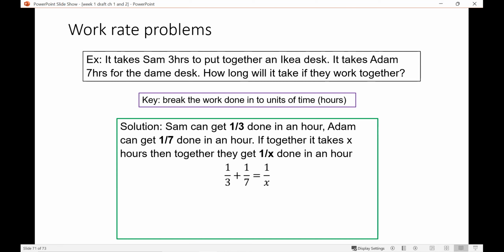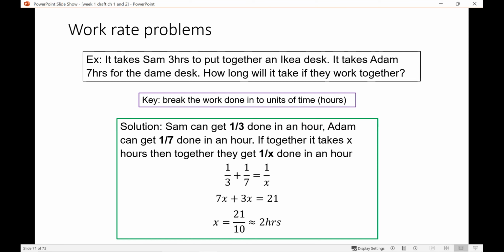And we can just solve this equation like our regular LCD. Multiply by 3 times 7 times x, cancel out our denominators, and we get that together it takes them just over 2 hours, which really makes sense. Because it takes Adam over twice as long to help Sam. So Sam's really doing a lot more of the work here in this 2 hours.